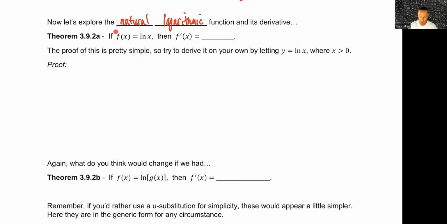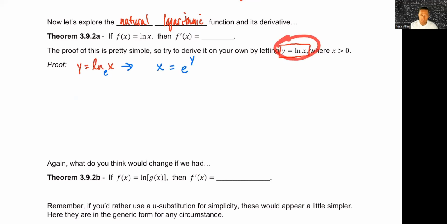So I'd like you guys to take our function, which I'm going to write in simpler terms, y equals ln of x, and I want you guys to try and prove what the derivative of that would be. Go ahead and pause it, give it a try on your own. Otherwise, I'll go through it with you here shortly.